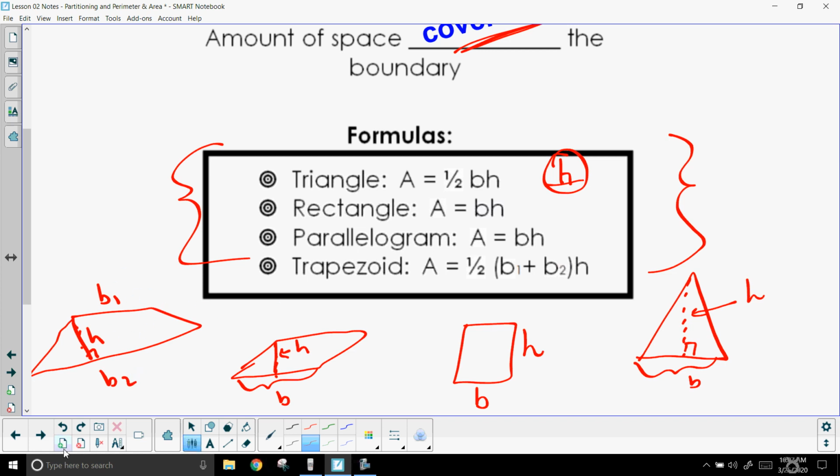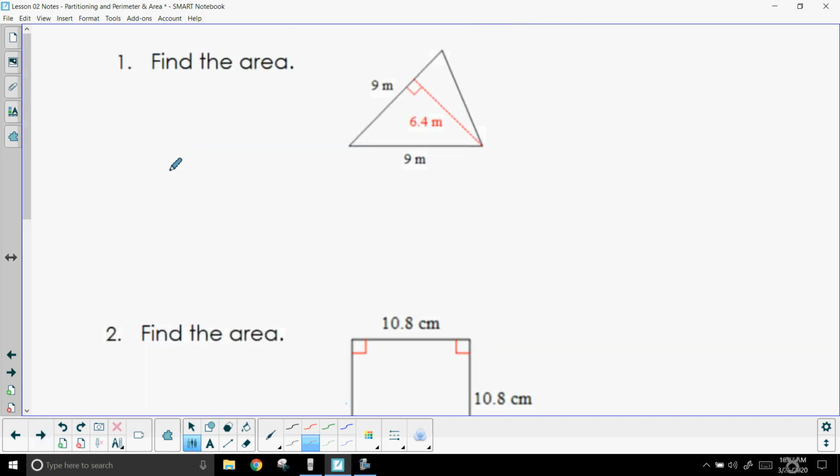So, find the area of this triangle. It's a triangle, so I know I'm going to be using half base times height. So, looking at that right there, this shows me that this red line is the height, and this 9 is going to be the base. Okay, so 1/2 base is 9 times the height of 6.4.